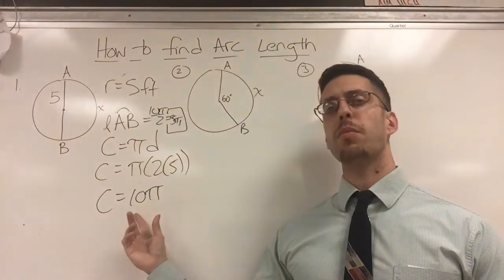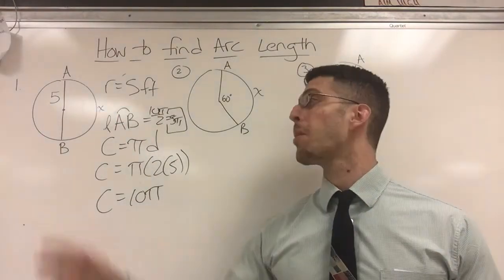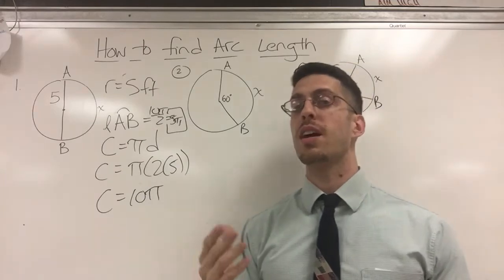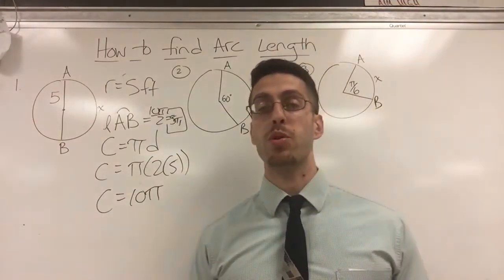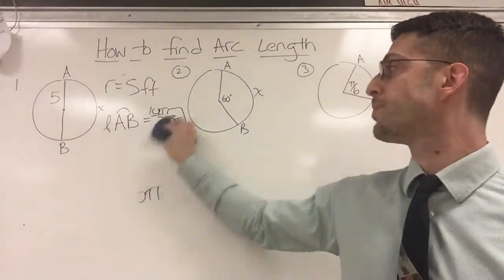How did I know to divide by 2? How did I know it was half? Oh, because it's a semicircle? Yeah. But what if it wasn't a semicircle? What if it was a little bit more or a little bit less? So I'm going to show you a formula. It's not even a formula. I like proportions. Geometry is a lot about proportions. So I'm going to set up a proportion.